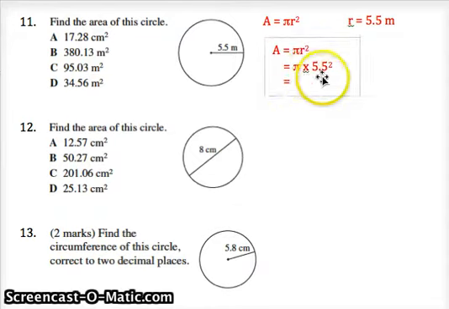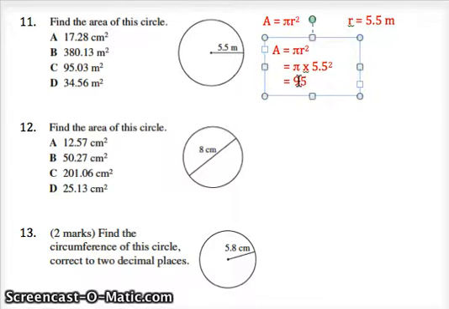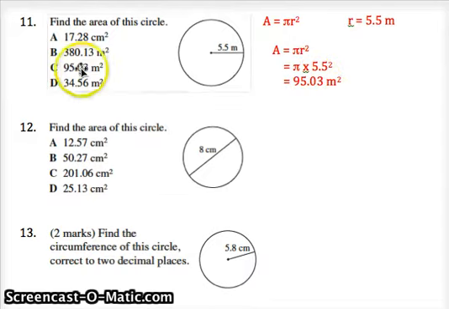which means pi times r squared, and in this case it's pi times 5.5 squared. Just go to your calculator and calculate what pi times 5.5 squared is, and I get that it's 95.03, and it's area, so the units will be squared units, so I've got 95.03 meters squared. So the answer for that question is C.